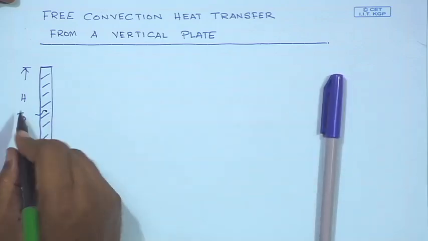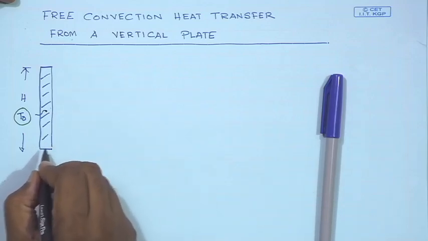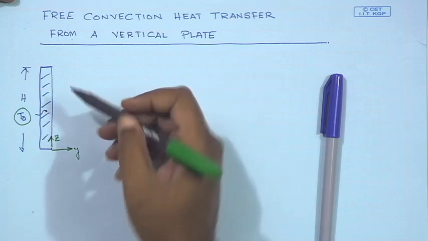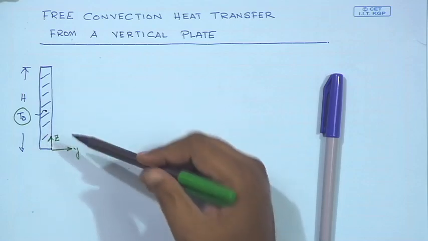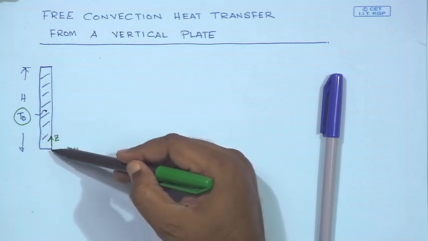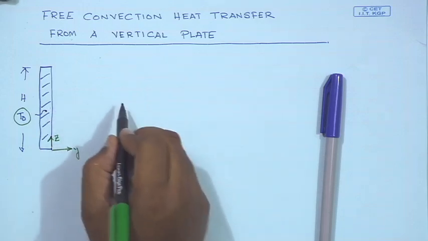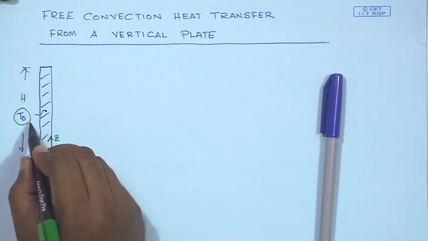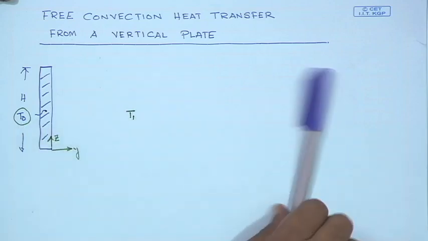So T0 is the temperature of the solid, and we have the coordinate system as this is the z direction and this is the y direction, and we will assume that in the x direction it is wide enough that the process is not going to be dependent on whatever happens in the x direction. So then the air over here has a temperature which is different from the temperature of the solid, and let us assume that the temperature here is at T1.